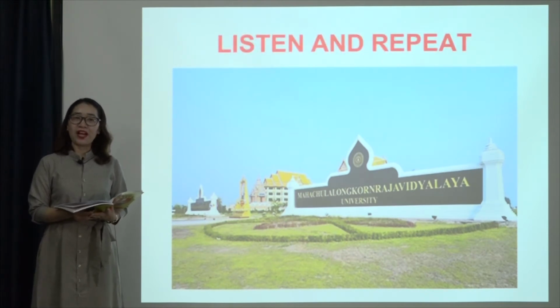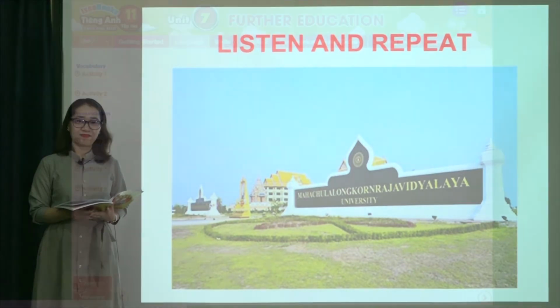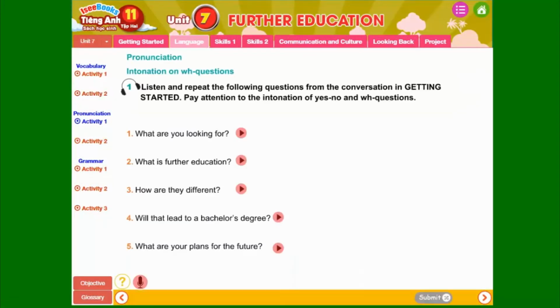Now we come to listen and repeat. Pronunciation. Intonation on WH questions. 1. Listen and repeat the following questions from the conversation in getting started. Pay attention to the intonation of yes, no, and WH questions. 1. What are you looking for? It is falling intonation because speaker use falling intonation at the end of WH question to ask for information.